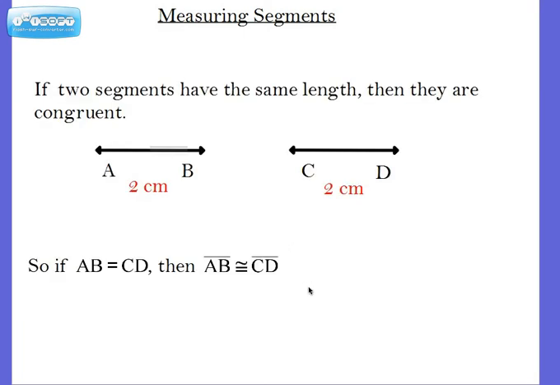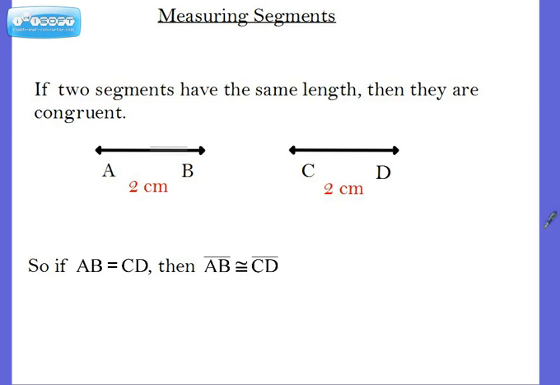But if we have 2 segments that have the same length, then we can say that they're congruent, just like we wrote down in your congruent segments definition. So here we have segment AB and CD. They have the same length. They're both 2 centimeters. So since the length of AB is equal to the length of CD, then line segment AB is congruent to CD.